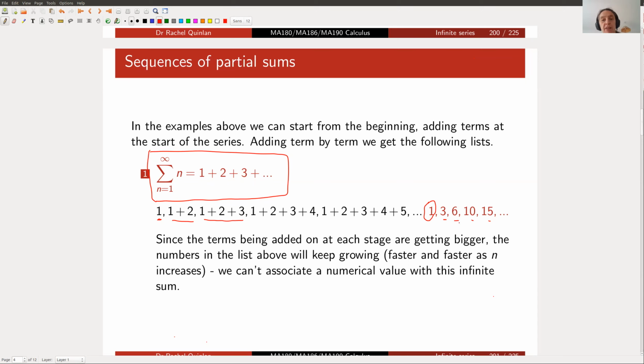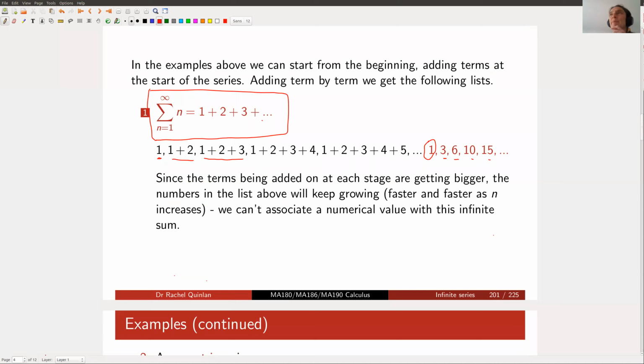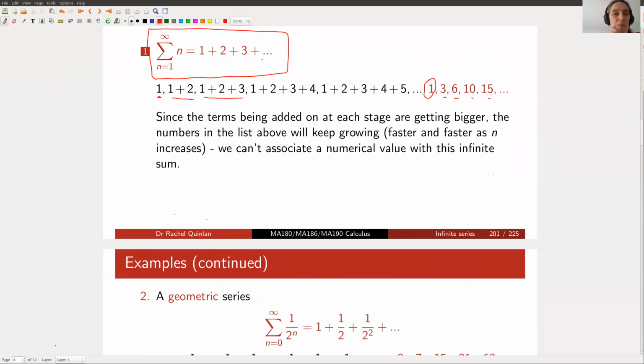In this particular instance, and again, this is not a surprise for this particular series, these partial sums are growing, and the gaps between them are growing as well as we travel further out. The next one's going to be 21, then 28, and so on. So they're growing quickly. They're going to continue growing without bound because what we're adding on at each step is increasing all the time. These numbers in our list that starts 1, 3, 6, etc. are growing faster and faster as we continue.